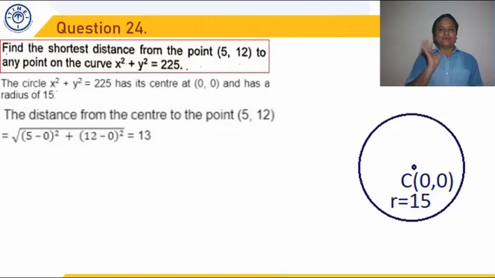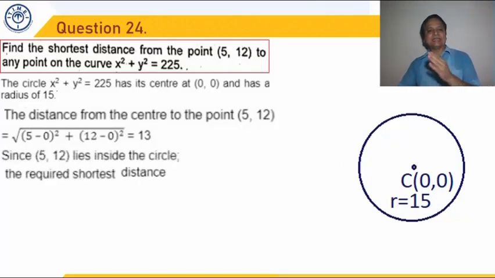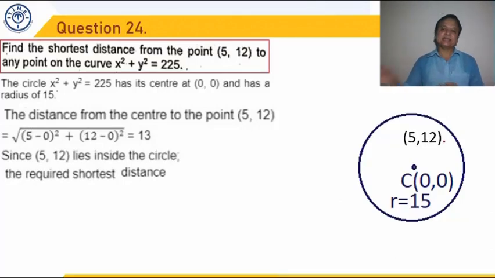The radius of the circle is 15 units. That is, any point which lies on the circle is 15 units from the center. Can we say this point lies inside the circle? (5, 12) lies inside the circle. Now from the center to this point the distance is 13. From the center to any point on the circle the distance is 15.